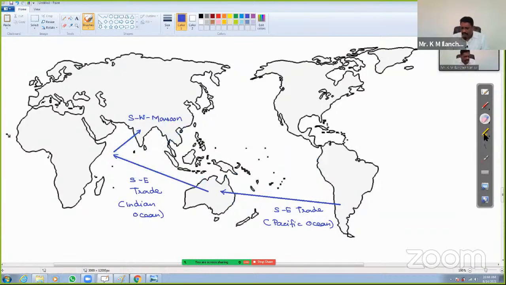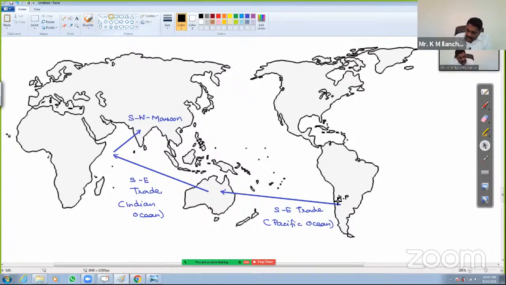On a normal condition, comparatively, don't go for absolute condition. Normal condition, Peruvian coast, what I have is a cold current. If you have a cold current here, normally I'll be having a high pressure. So here, this Peruvian region will have a high pressure.